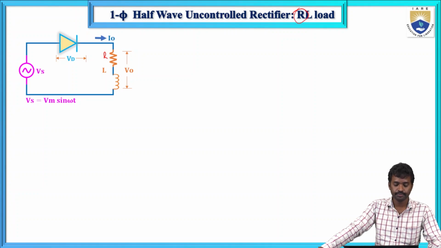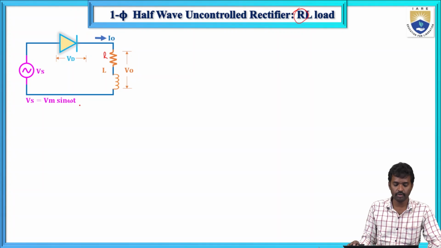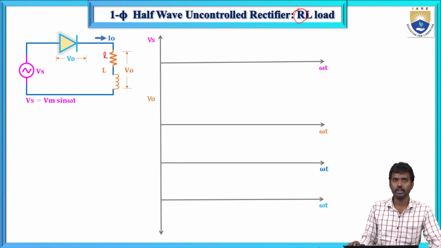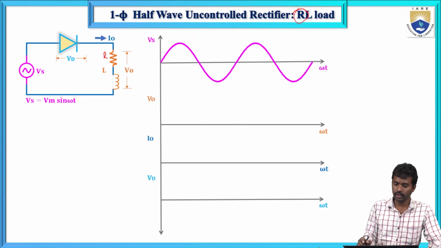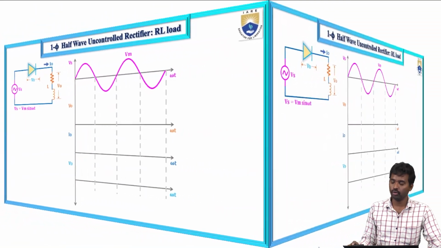Here I am giving the supply voltage Vs equals Vm sin omega t, where Vm is the maximum voltage. Now I am giving the load voltage.